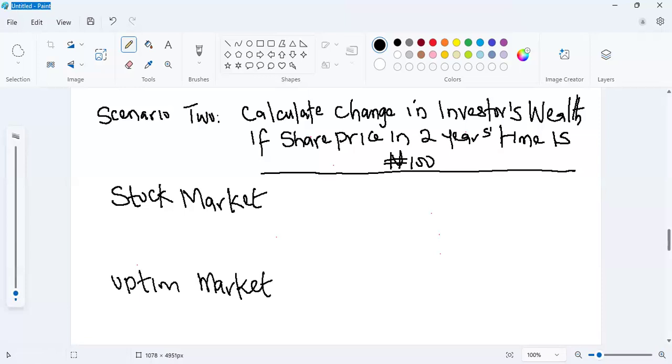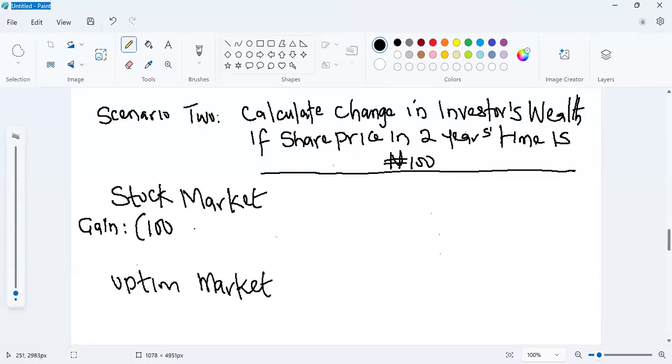Currently the share is worth 60 naira per share. Now, if in 2 years' time, the share price is now 100 naira per share, what has happened to your investment at the stock market? That investment has appreciated in value. That means the investor will make a gain.